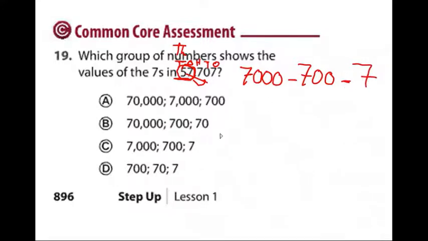Okay, so here, which one is the correct answer? A or B or C or D? Here we have 7 and 7. We have 2 answers almost correct, but which one is the correct one? 700, 7,000 or 770 and 700? Yeah, it's C. 700 and 7,000.